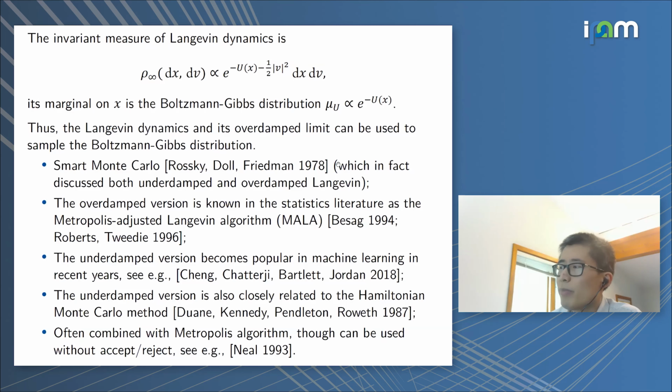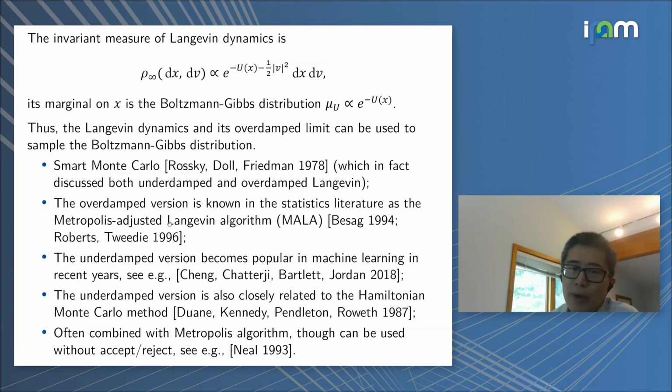Actually, they propose two possibilities, either using the Langevin dynamics or the overdamped Langevin dynamics to drive the MCMC. Okay, and because this is a really nice idea, it has been rediscovered many times. In particular, in the stat literature, the overdamped version is rediscovered, and this is named MALA, the Metropolis adjusted Langevin algorithm.